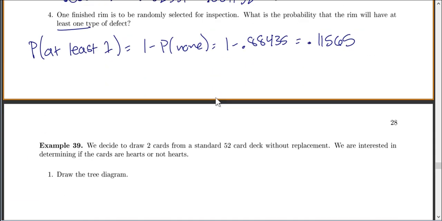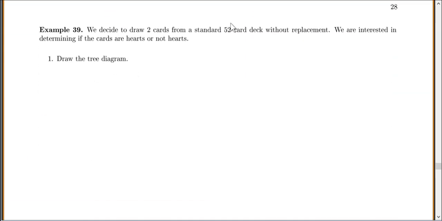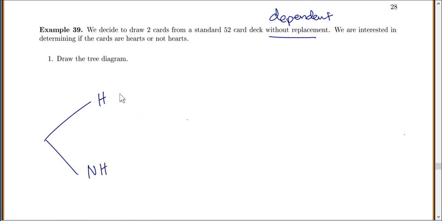Let's do one more. We want to draw 2 cards from a standard 52 card deck without replacement. Now, because it's without replacement, we know that's dependent because they do affect each other. We're interested in determining if the cards are hearts or not hearts. So you draw the tree diagram, and first you can either get a heart or not a heart. Then you draw another card, and your second card can either be a heart or not a heart, and heart or not a heart.